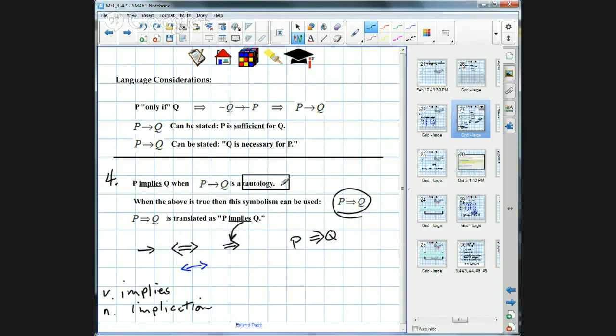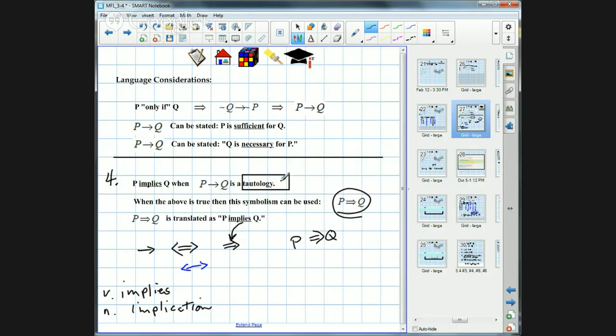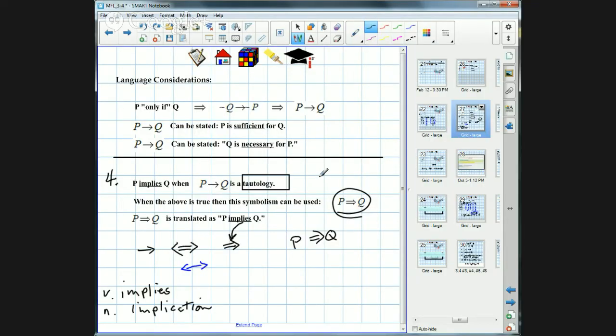Do you guys remember what a tautology is? Or maybe I haven't told you. I'm pretty sure I did. Anyway, we'll talk about it. A tautology is when a truth table column is true all the way down for every entry. So a tautology is when a truth table result, the whole column, all the way down, is all truths.